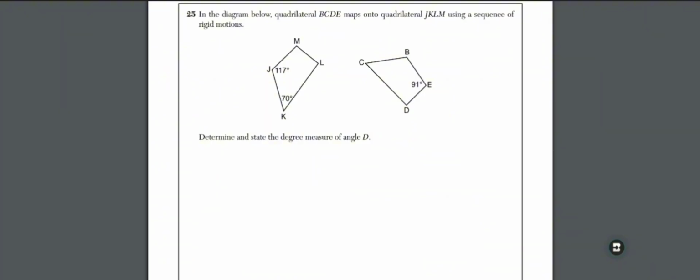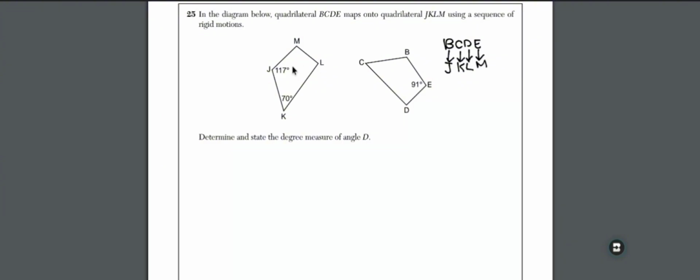So question number 25 says, in the diagram below, quadrilateral BCDE maps onto quadrilateral JKLM using a sequence of rigid motions. Determine and state the degree measure of angle D. So, first thing we know is that the quadrilaterals correspond to each other. What that means is that if I have quadrilateral BCDE, then JKLM corresponds to it. So angle B is congruent to angle J, angle C is congruent to angle K, angle D is congruent to L, and angle E is congruent to M.